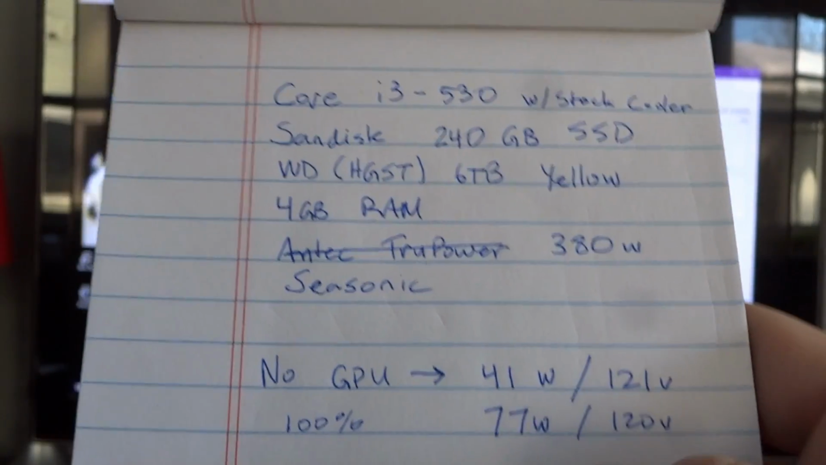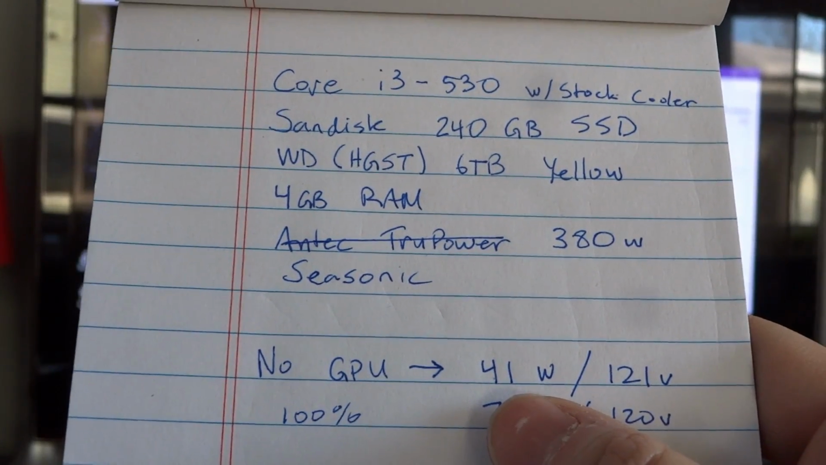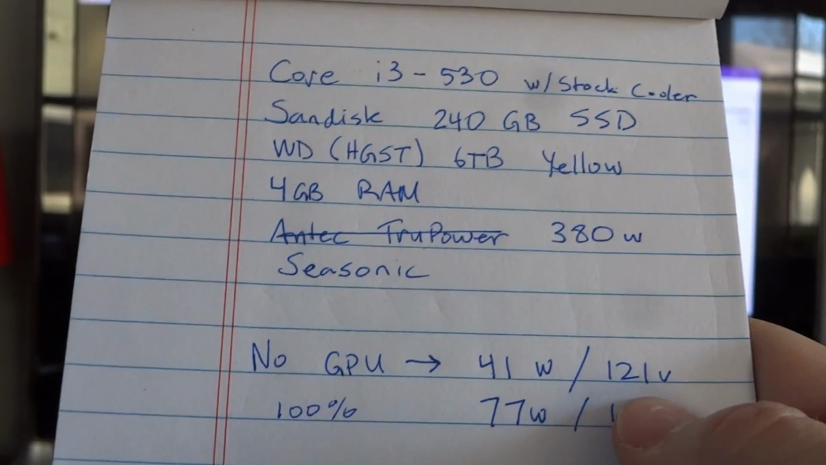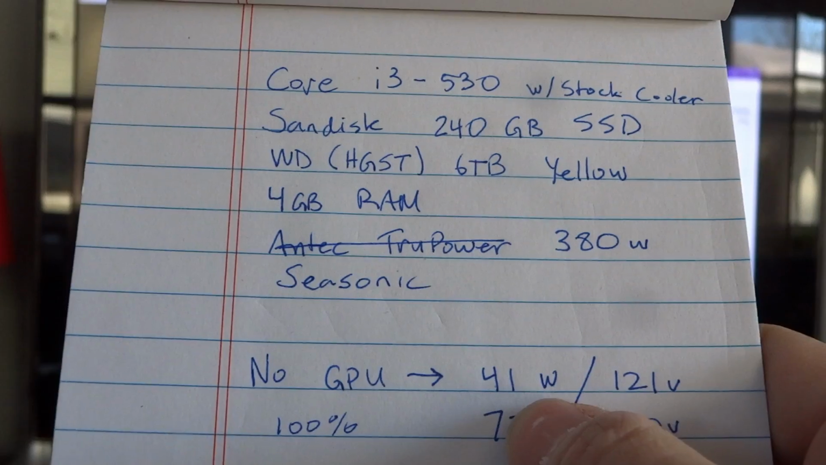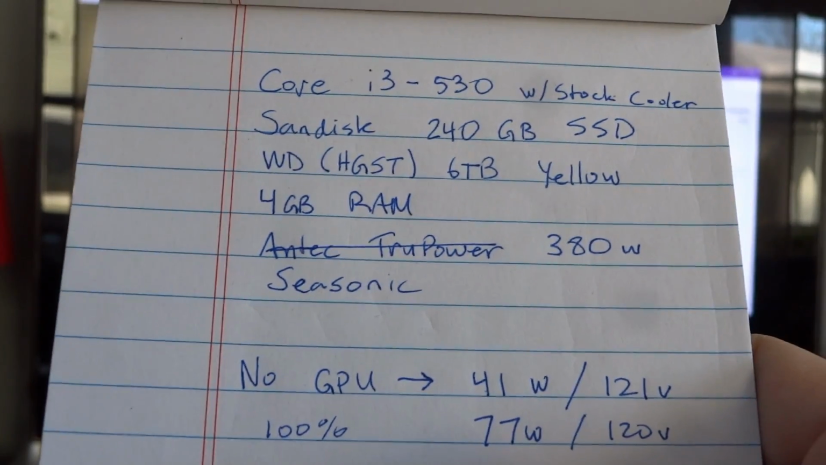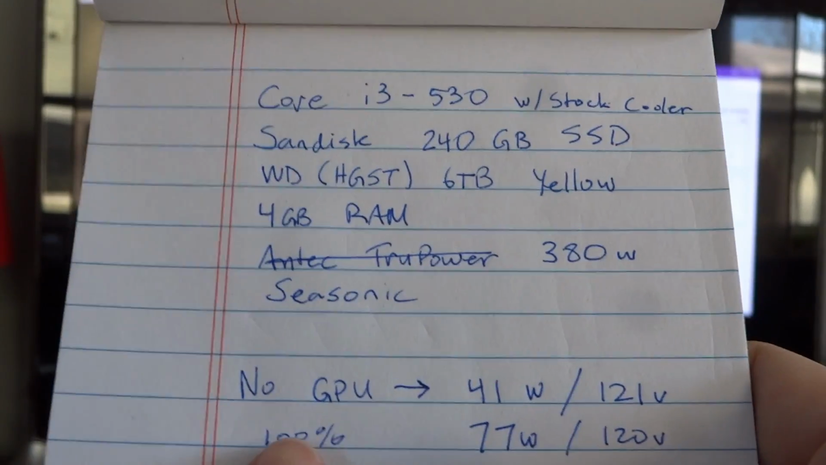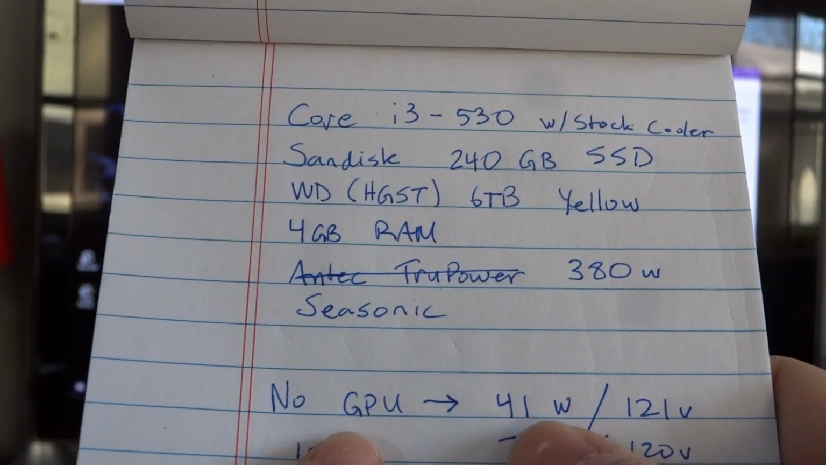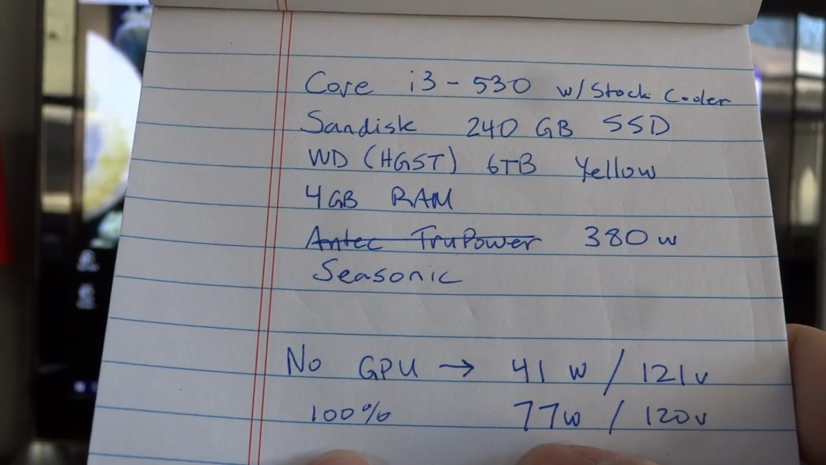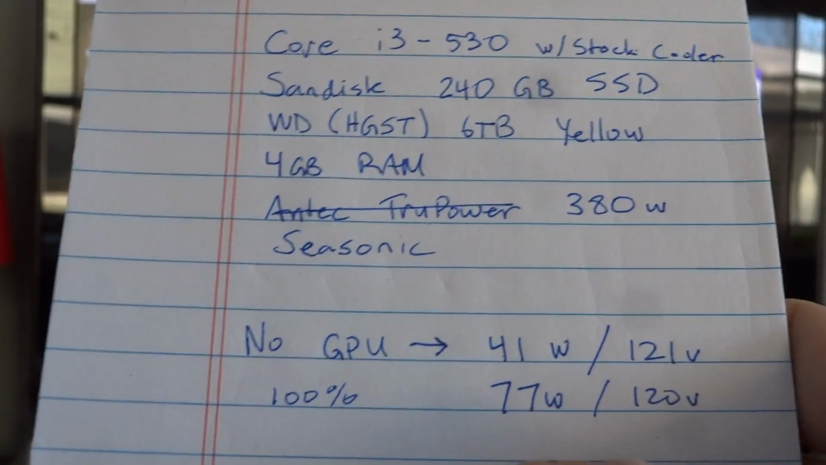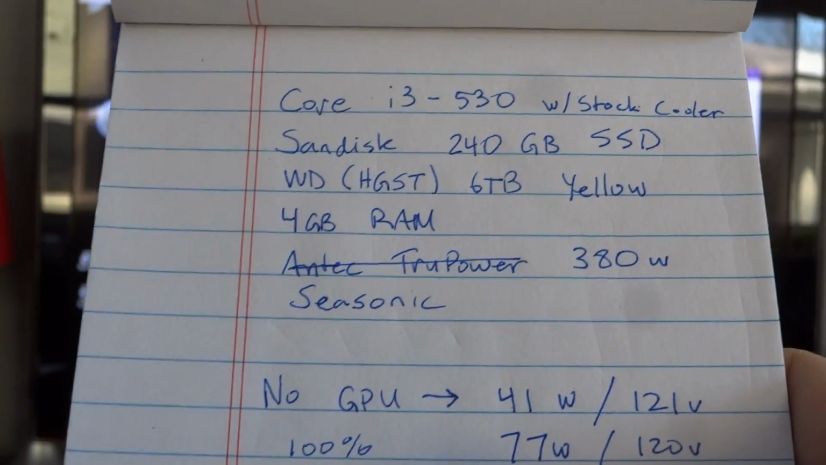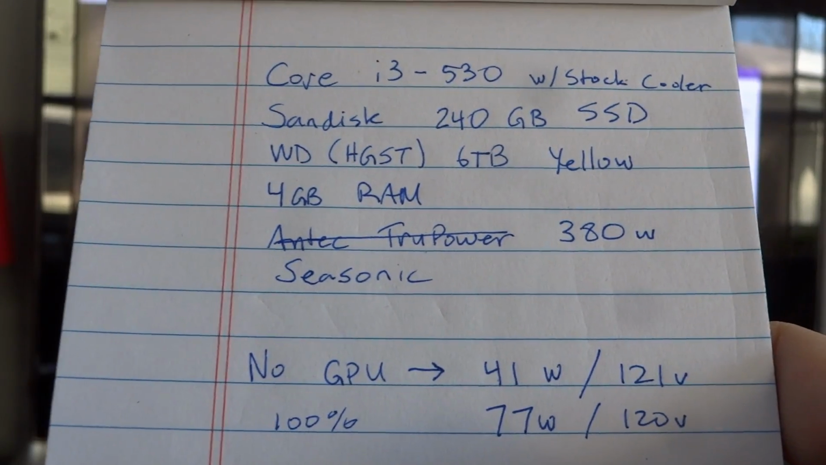But the original setup here, I was using 41 watts at idle at 121 volts. And this is with a Kill A Watt, so this is measured going into the power supply. So any power supply inefficiency will be shown. And that's with no GPU, of course, and I wasn't doing anything. And then if I tried to play one of these files, it would go up to 77 watts, and of course the CPU would be 100%, and that basically didn't work.